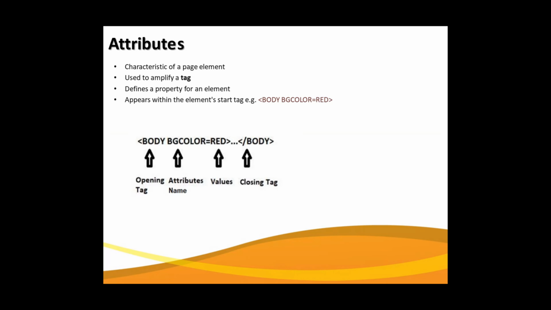In the opening body tag, an attribute with the name bgcolor is set with the value red. Here bgcolor means background color. That means we are setting the HTML page with a red color background. The equals sign is used to set a value for an attribute.